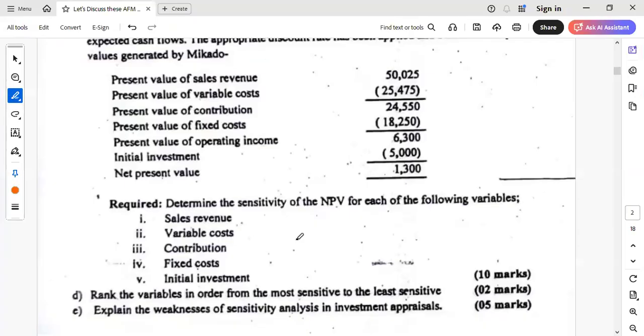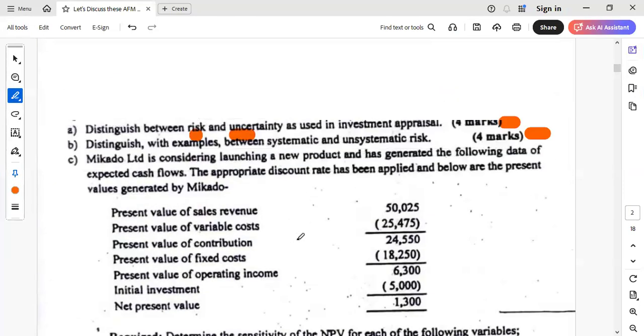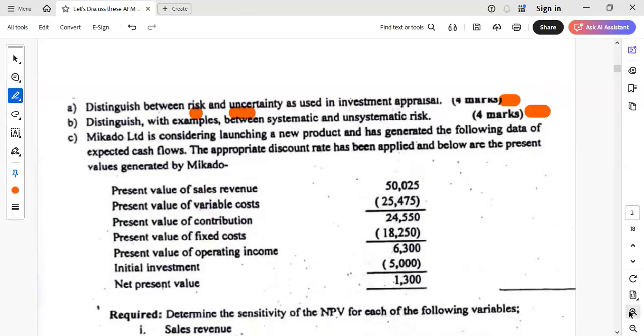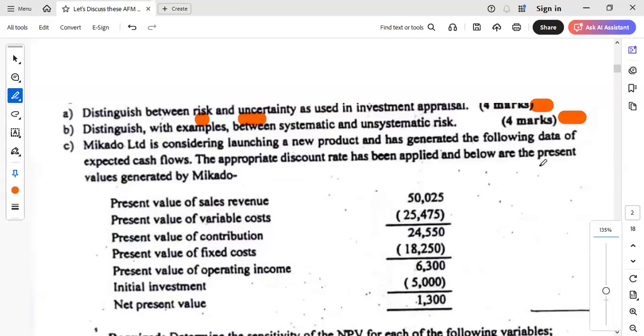Then next, we are told Mikodo Limited is considering launching a new product and has generated the following data of expected cash flows. Let me hope the screen is visible. The following data of the expected cash flow.